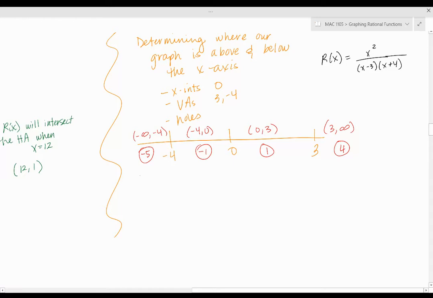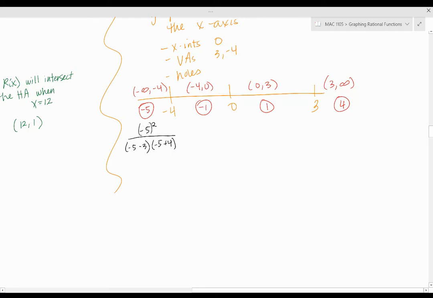All right, so let's plug them in. So this would be -5 squared over -5 minus 3, -5 plus 4. Essentially, I don't care what the numbers are, I just care if they're positive or negative. In the numerator, we have -5 squared. Anytime you square a negative number, that's positive. In the denominator, we have -5 minus 3, which gives a negative number, and -5 plus 4, which is also negative. So we have a positive number over a negative times a negative, which is positive. A positive over a positive gives me a positive number, which tells me I'm going to be above the x-axis.